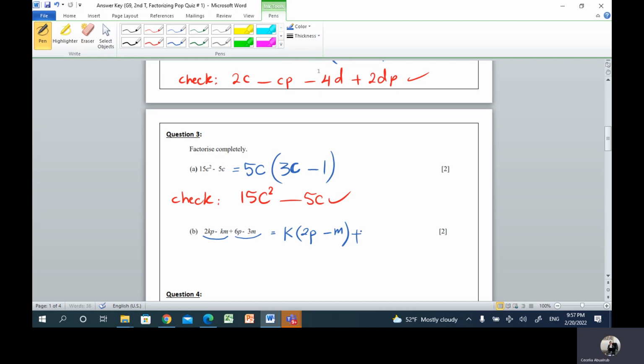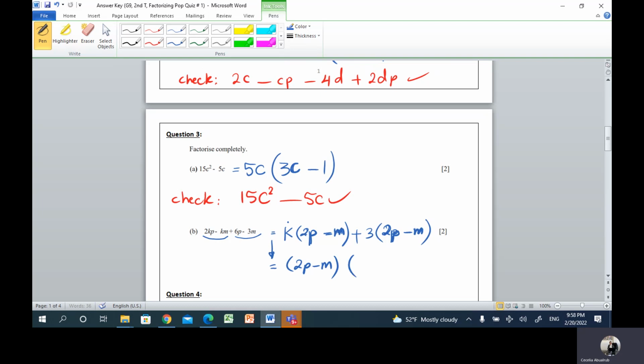Here, plus 6p minus 3m. Obviously, the 3 is the common factor. And to get back the 6p, it's going to be 2p minus m. Why? Because 3 times 2p will give us back the 6p, and 3 times negative m will give us back the minus 3m. Now, as you can see, this is two steps of factorizing. What's common now is the expression 2p minus m.